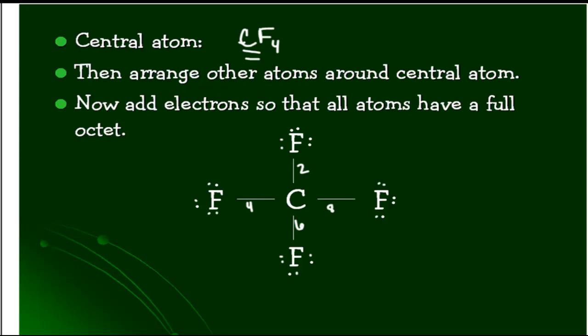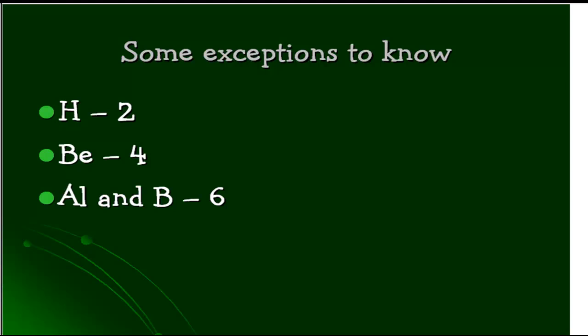Alright, let's look at another example. Oh, first of all, we need to know these exceptions, so write these down. Hydrogen's happy with 2, beryllium is happy with 4, aluminum and boron are both happy with 6. They don't need 8. So know these exceptions.